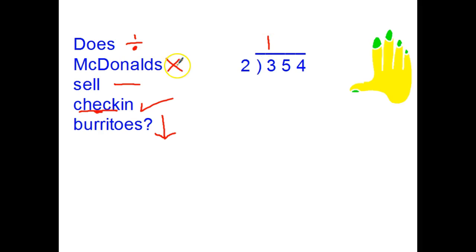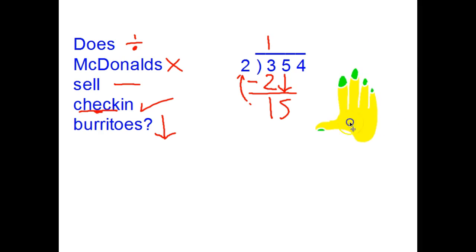Then I'm going to multiply. 1 times 2 is 2. My next step says to subtract. 3 minus 2 gets me a 1. Check this. Is this number less than what I'm dividing by? Yes, it is. So I'm okay so far. Bring down only my next number, which is a 5.